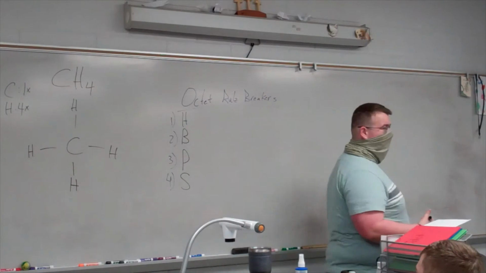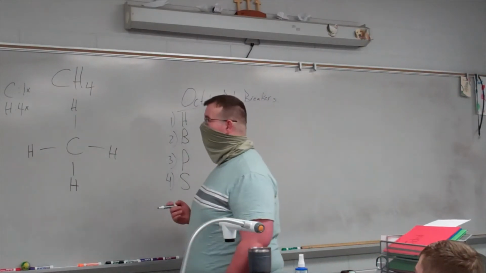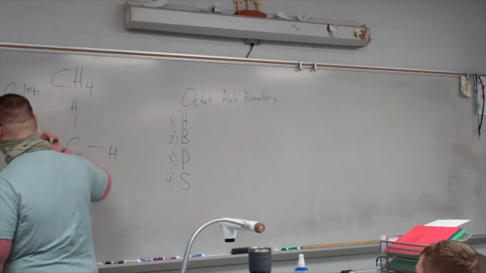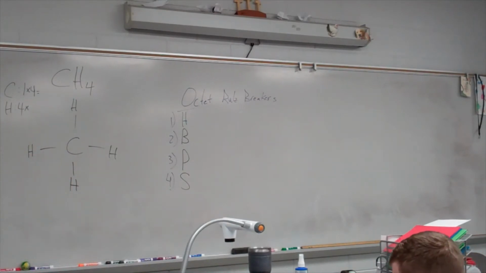Just valence electrons. How many valence electrons does carbon have? 4. Why did you get 4? 14th column. Thank you. I'm so proud. Felt like I've been pulling teeth to try to get a straight answer. Nobody guessed at me today. Exactly. 4 because it's in the 14th column.